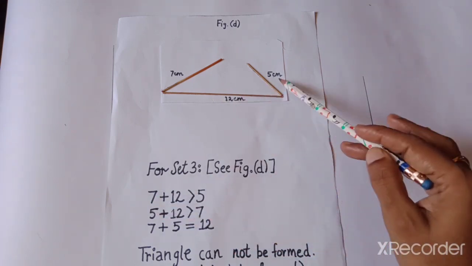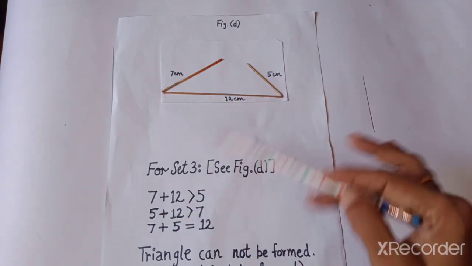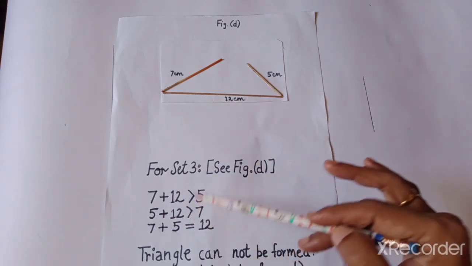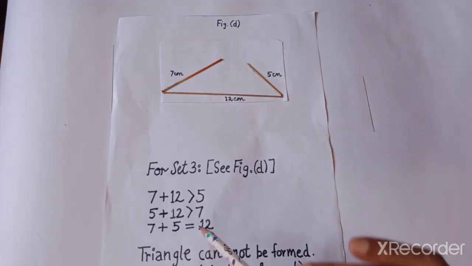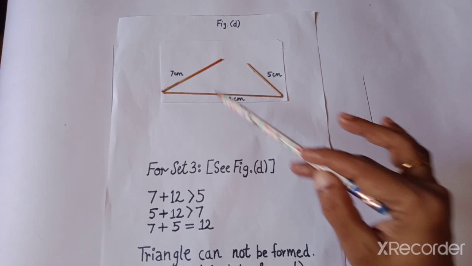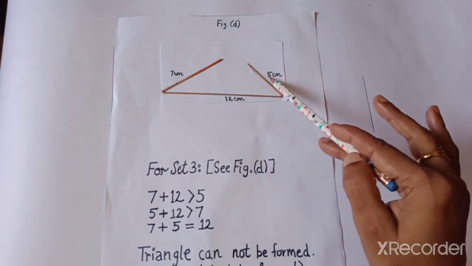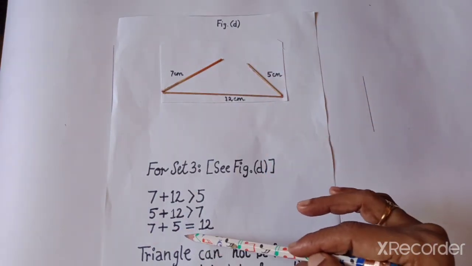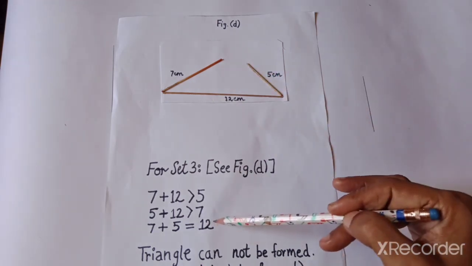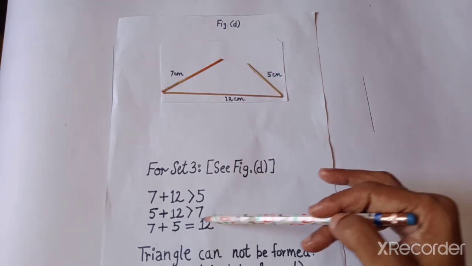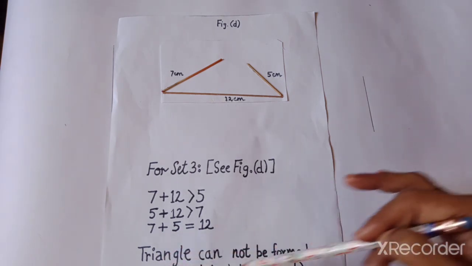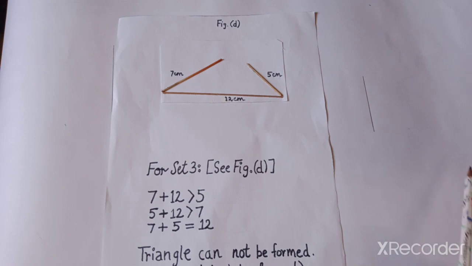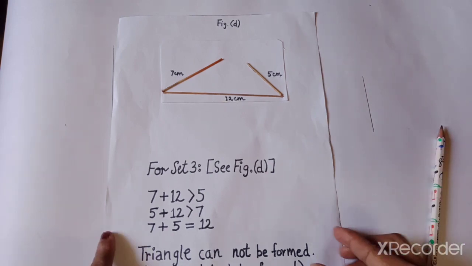Now we will take these two sides, 5 plus 12. 5 plus 12 is 17, which is again greater than the third side. So here these two conditions are true. Now we will take the third, these two sides, 7 plus 5. 7 plus 5 is how much? It is 12. So here also the third side is 12. So the condition is not fulfilled. So what will happen? A triangle cannot be formed. Now what do we conclude from this activity?